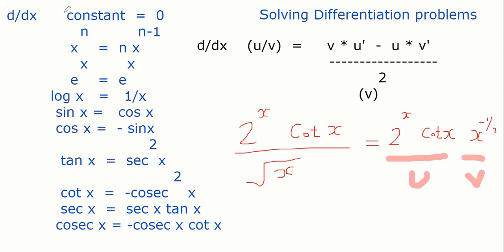So let's start the differentiation. Suppose f dash x. What is the product rule? u into v dash plus u dash into v. So first I'll write u as it is. So my u is 2 to the power x cot x. Correct?